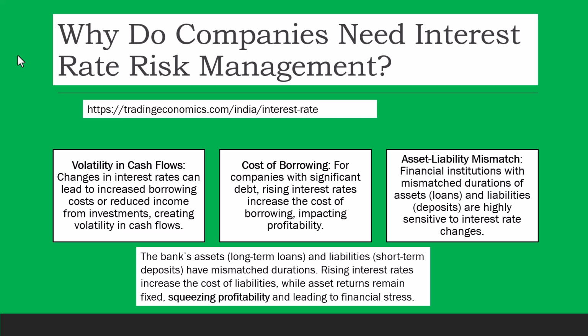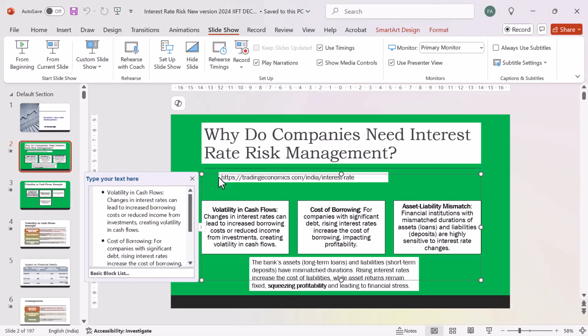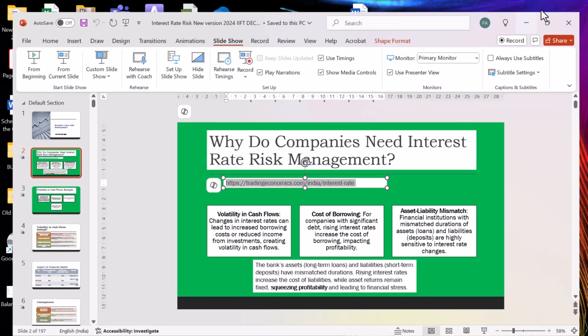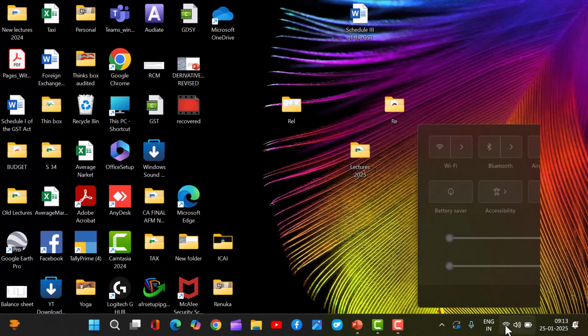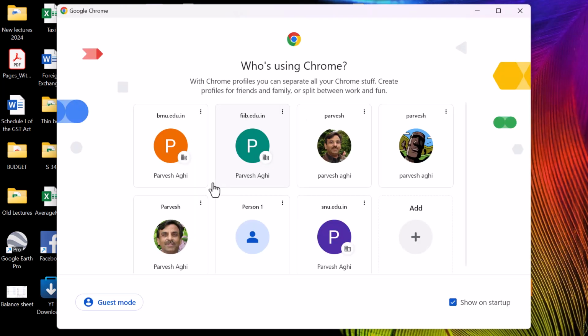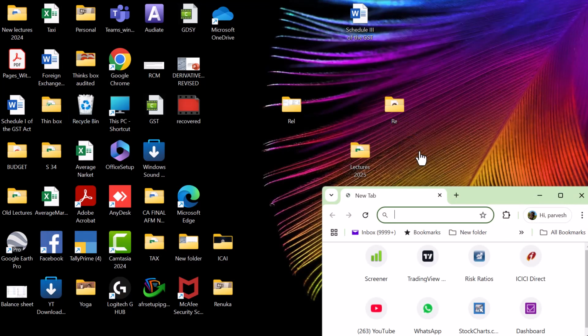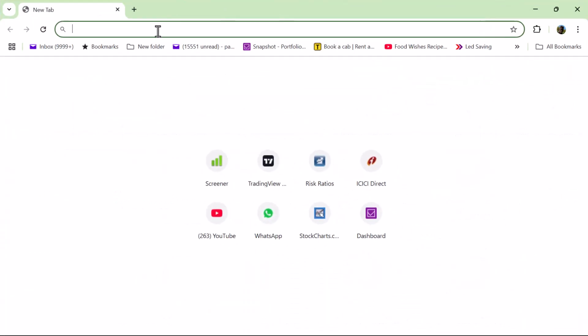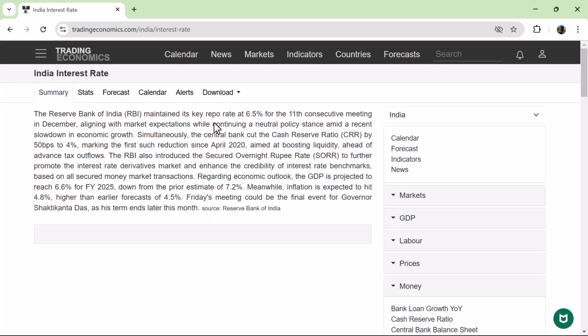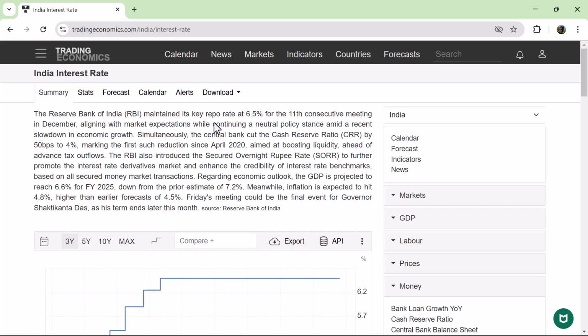So if you look at this site, it tells you about how the interest rates are moving in India. Basically, it is the rate at which the RBI lends money to the public. So if you just go to this site, this will tell you about the interest rate scenario in India. This is the interest rate in India. That means the RBI lends money to the other banks for short-term purposes.